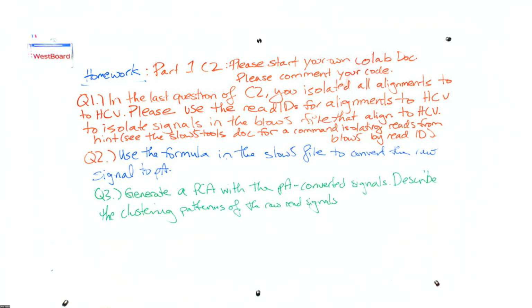And then once you have these specific signals in picoamps, think about different ways, and there are many different approaches, to how you might create a dimensionality reduction mapping of these raw signals into 2D space. I should probably specify that it's a 2D dimensionality reduction. There are a few different ways to do it, but document your assumptions and describe the clustering patterns of these specific raw read signals.